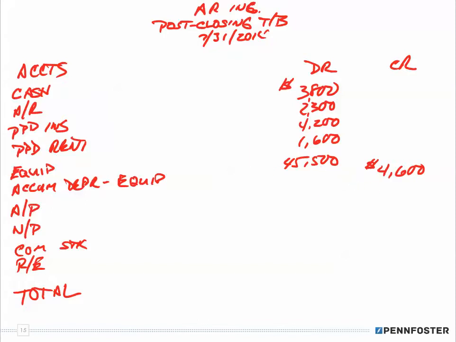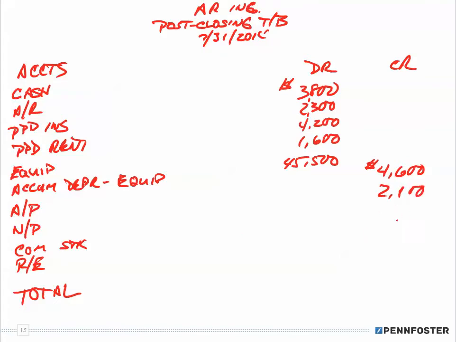And the difference between the two is the book value, okay? So the book value being 45,500 less the 4,600, which is $40,900, is the book value of the equipment, okay? 45,500 less the 4,600. Right, so accounts payable was 2,100.